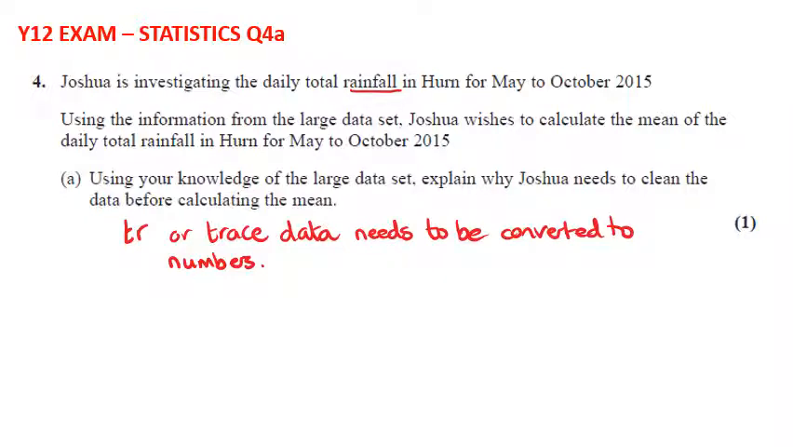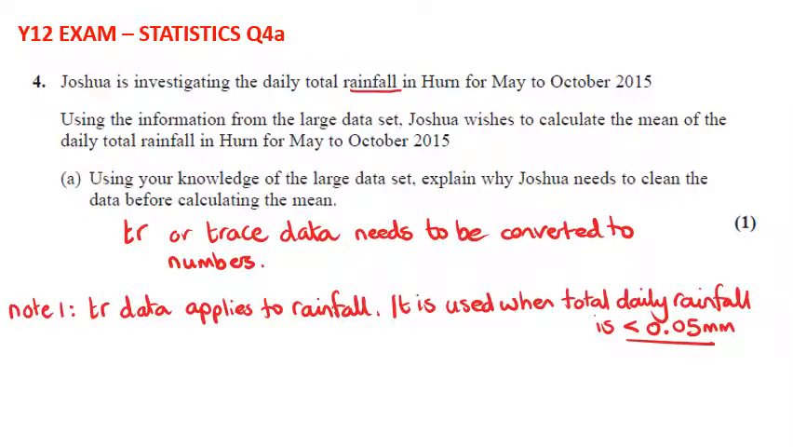Just a couple of notes on this question. First of all, trace data applies to rainfall specifically in the larger data set. It is used when total daily rainfall is less than 0.05 millimetres. It's not applied to any of the other variables.